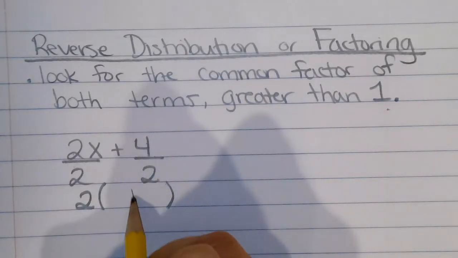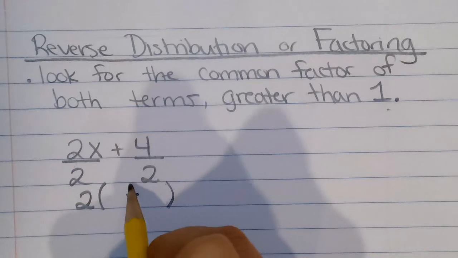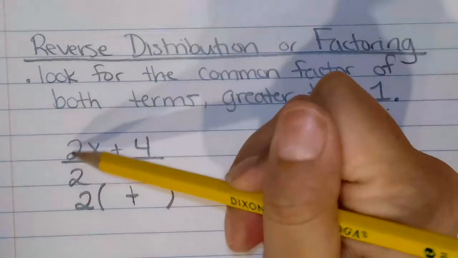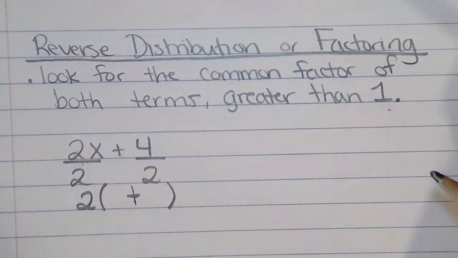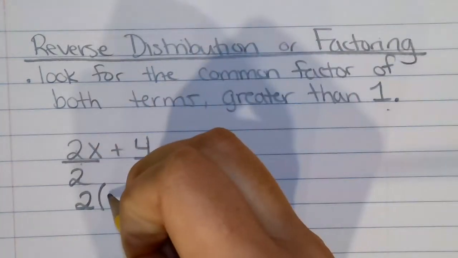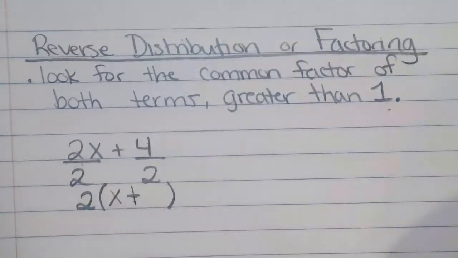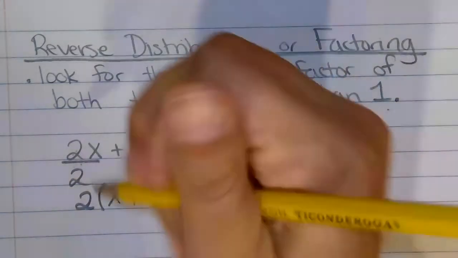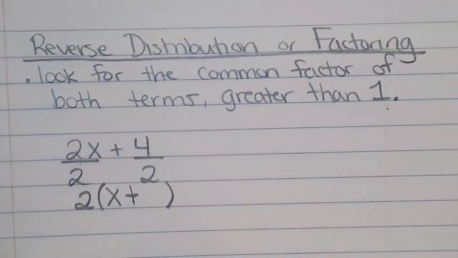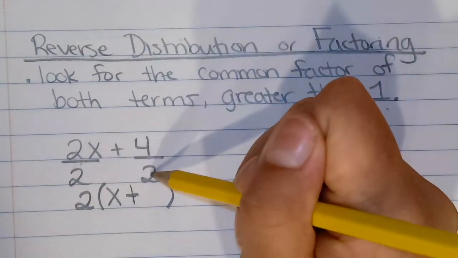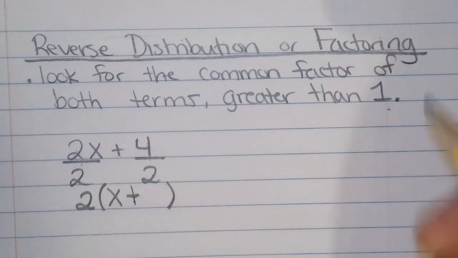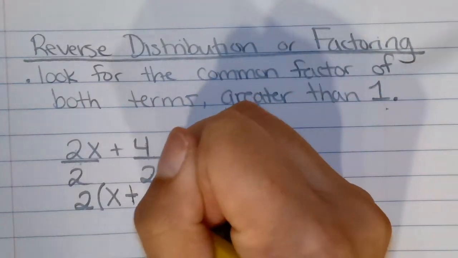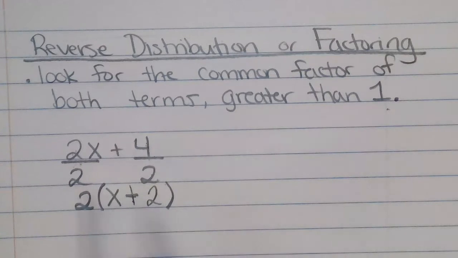I know that this is addition. 2 divided by 2 gives me 1. I can write 1x, or I can just write x, because x represents just one number. And 4 divided by 2: how many times does 2 go into 4? It goes in 2 times. So I have 2 times (x plus 2).